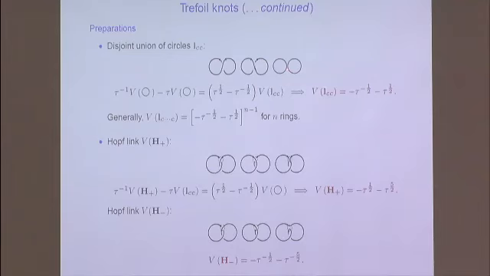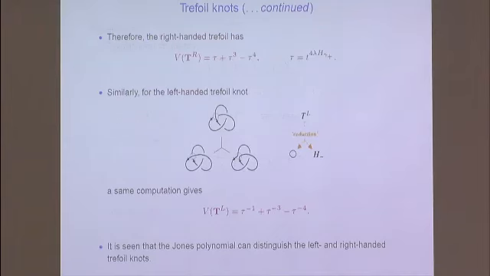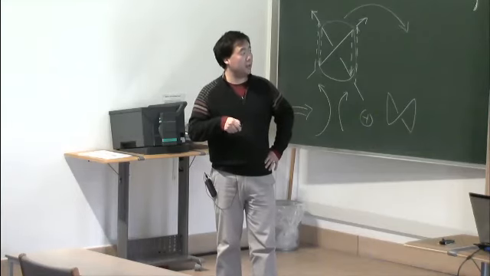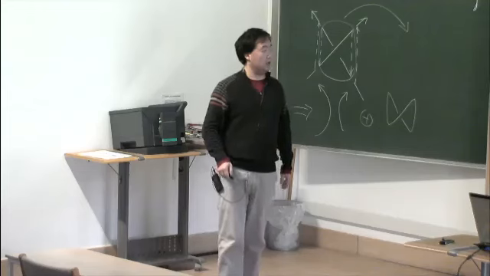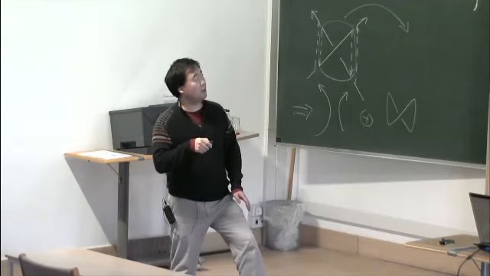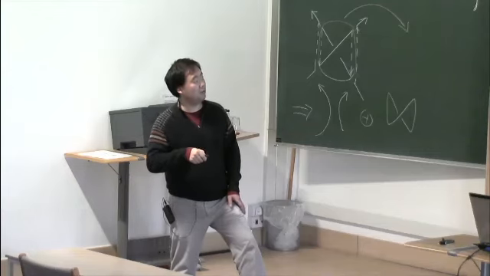For a disjoint union of circles, once again we should use a skein relation. The result is this. Then we go back from here to here, and then from this Hopf link to the trefoil knots. The result is this. Similarly, for the left-handed trefoil knots, we can do the same job and get this result. You can see Jones polynomial can distinguish left-handed and right-handed trefoil knots because the polynomials are different.